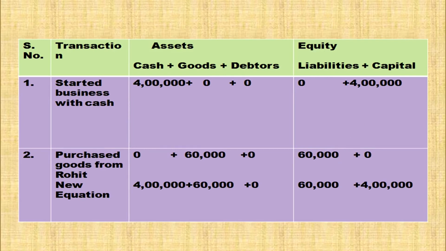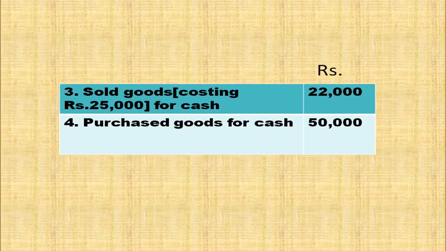New accounting equation, cash worth rupees 4 lakh plus goods worth rupees 60,000, that is a total of 4,60,000 on the asset side, equals liabilities plus capital, 60,000 plus 4 lakh, 4,60,000. So, the accounting equation is satisfied. Sold goods costing rupees 25,000 for cash 22,000 and purchased goods for cash rupees 50,000. In this case, how is the accounting equation affected?